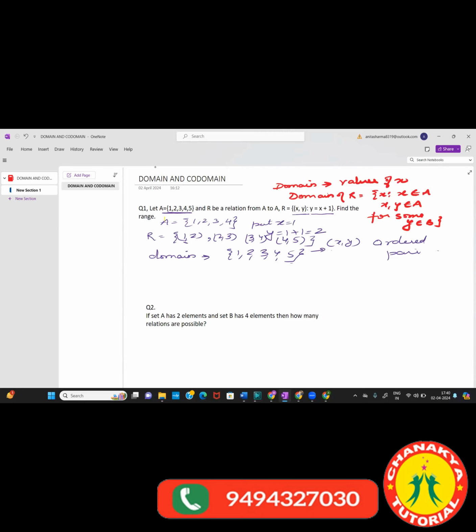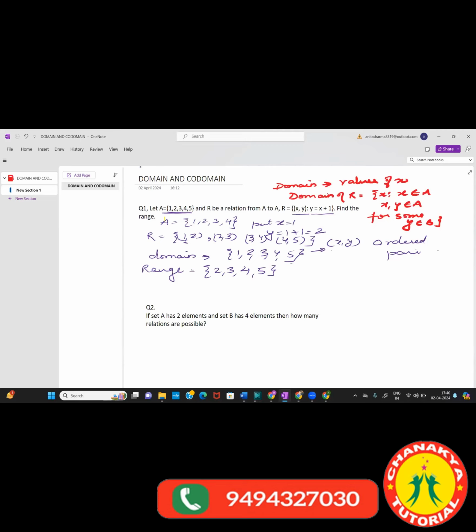Dhanunjay, tell me, beta. Is this clear? Ma'am, in relation, we should add (5, 6) also, right? Yes. And then range will be? 2, 3, 4, 5. Yes. Will be values of y only. So range is 2, 3, 4, 5. You can write.